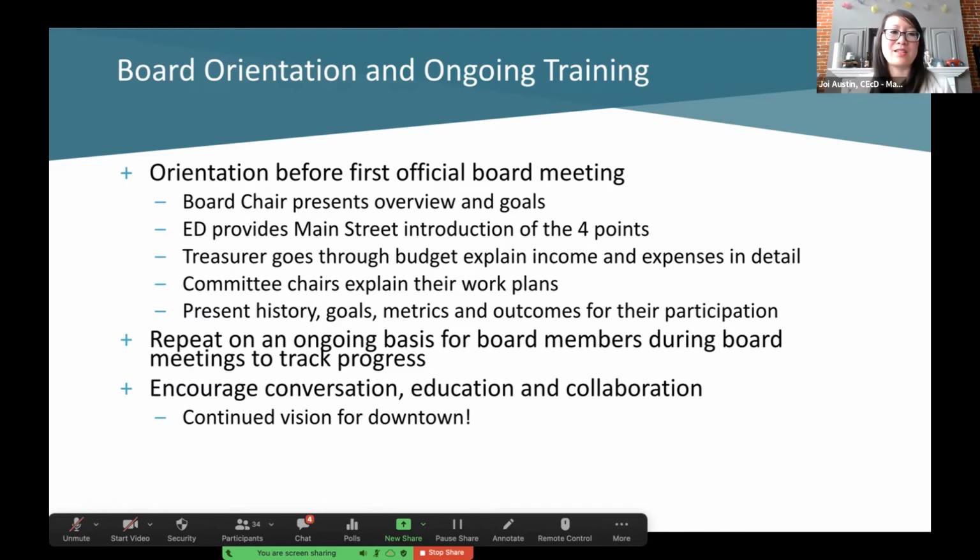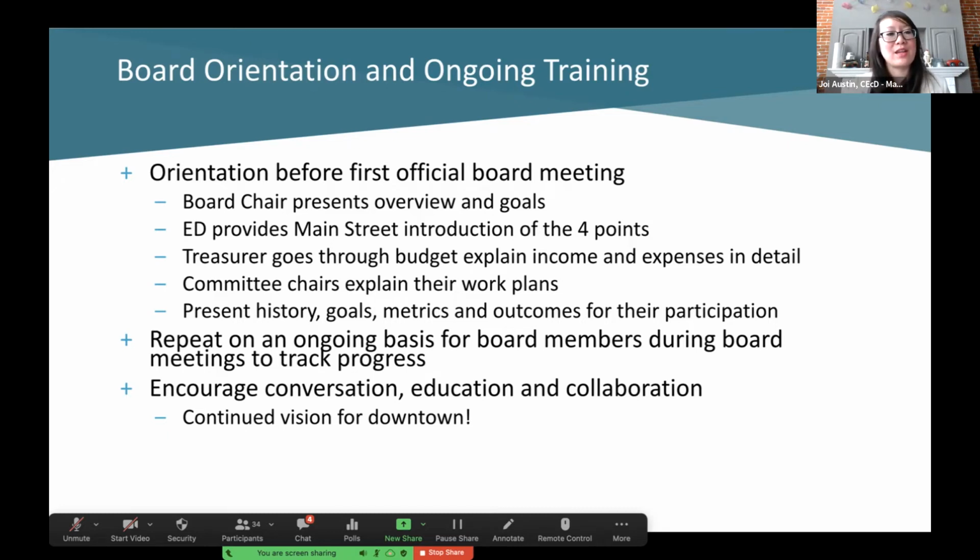The treasurer can then step in and talk about the budget, explain in detail how that works, and how they're going to be receiving those reports. And then committee chairs potentially explaining also their work in the work plans. Maybe it's not the chair, maybe that also still remains in the executive director piece, but the more that they know about the organization and the people that are helping implement the strategies and the work plans, the better.